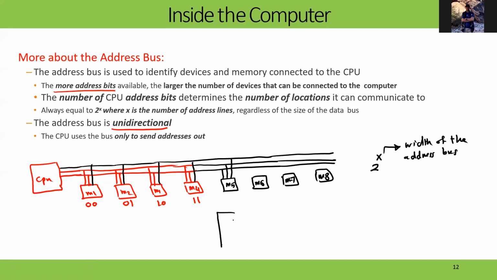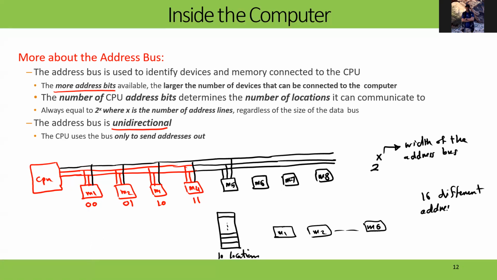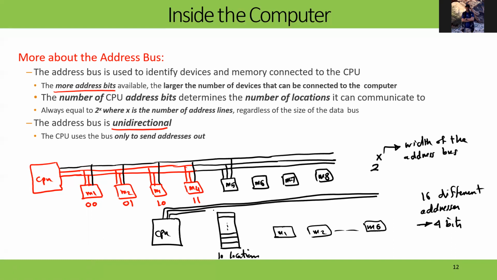How about if you have a memory, and this memory has, for example, 10 locations? Each location must have a unique address. So if you have here 10 locations and you have 6 modules, M1, M2, until M6, you must have 16 different addresses. So your address should have 4 bits, or x should be 4 here. So the CPU in that case must have a 4-bit address bus like this, and all modules should be connected to the 4 lines like this. Okay, guys.